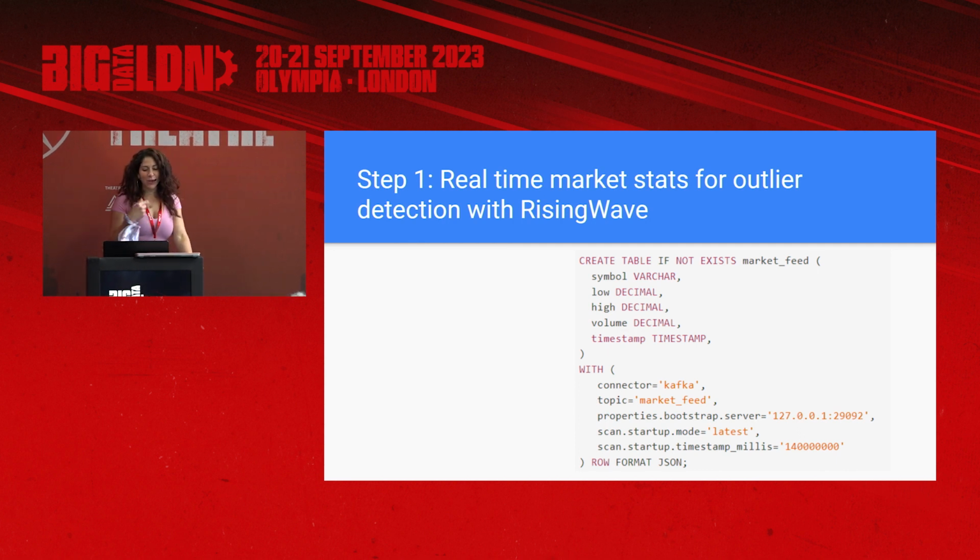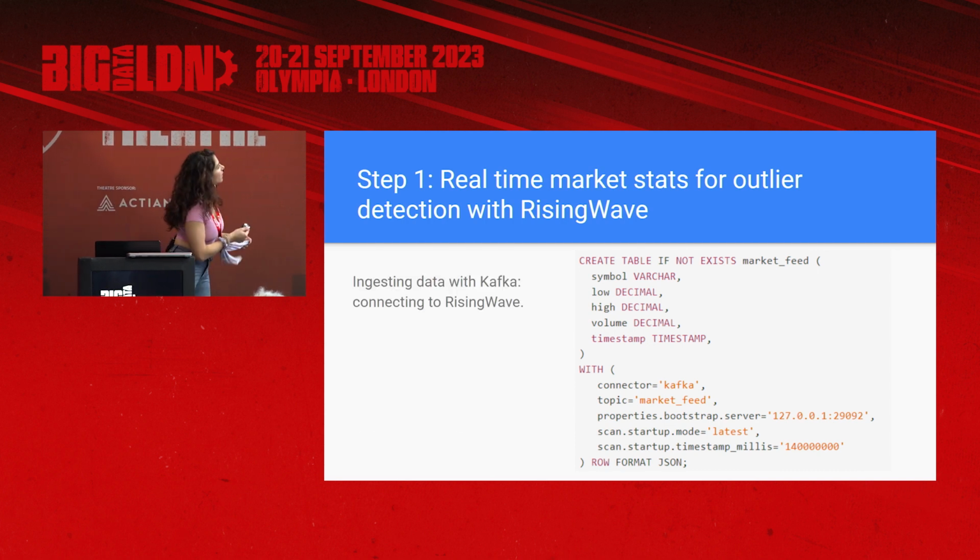Okay, so first in this case, we're ingesting data with Kafka. So we're connecting Kafka to Risingwave. And with this code, we actually created a table accepting market feeds. The way we did this is we created a Kafka sync downstream into Risingwave.